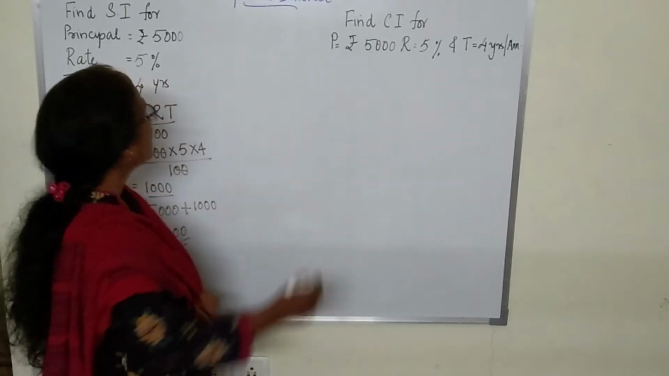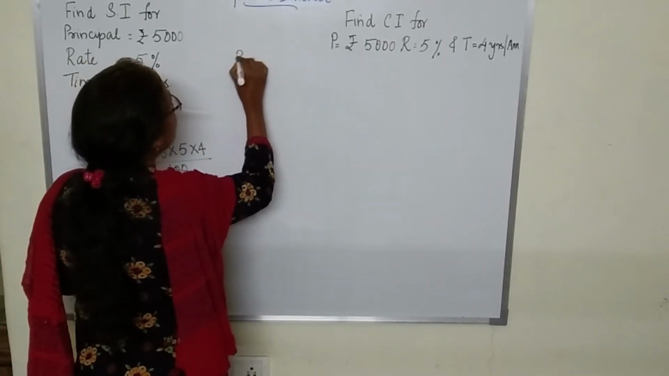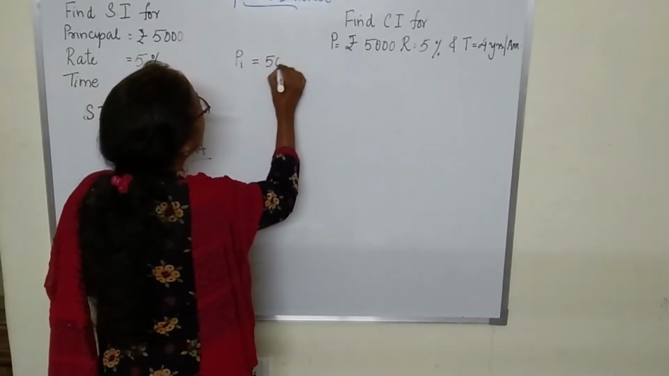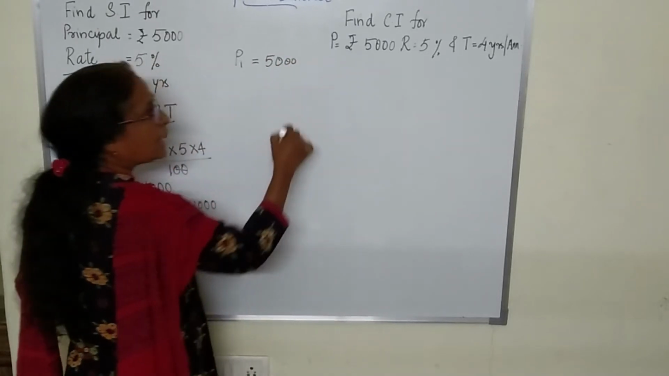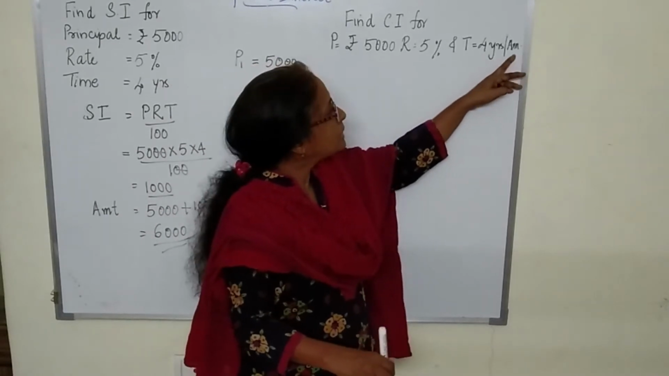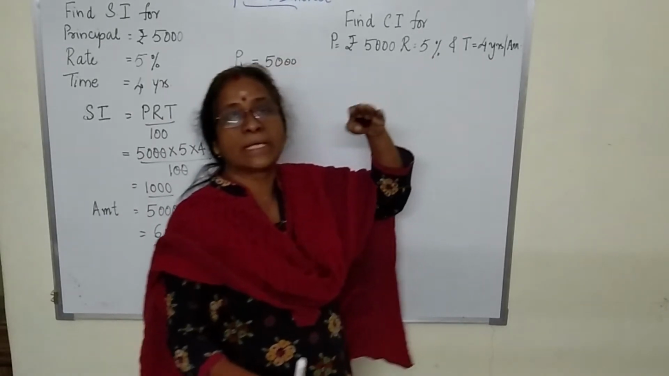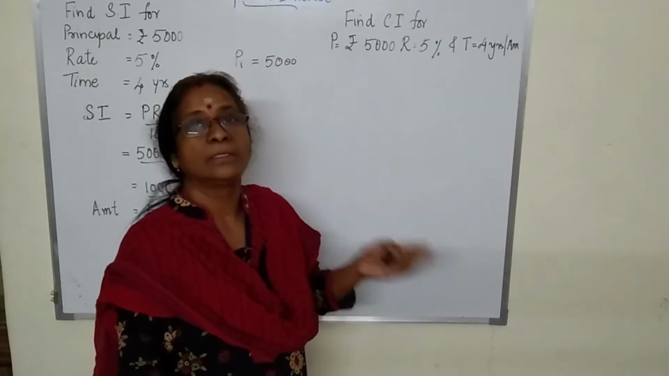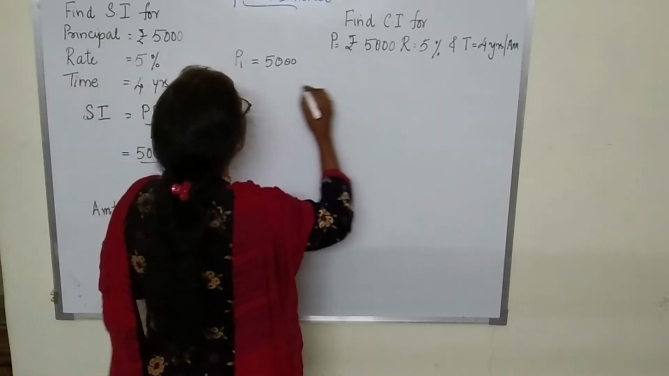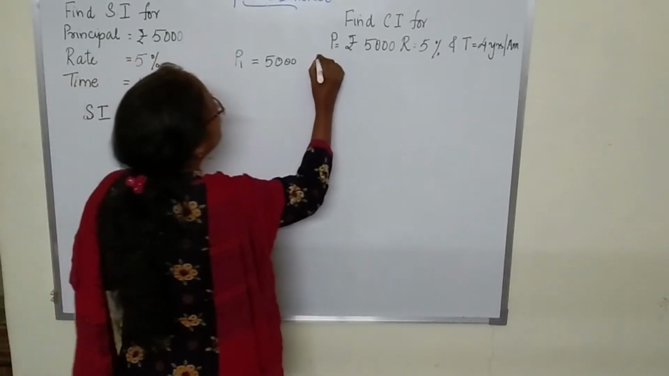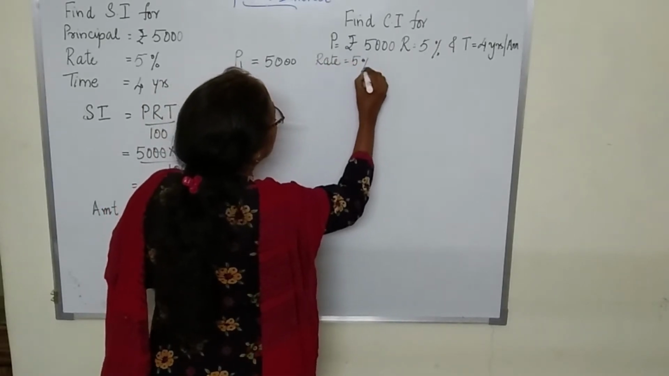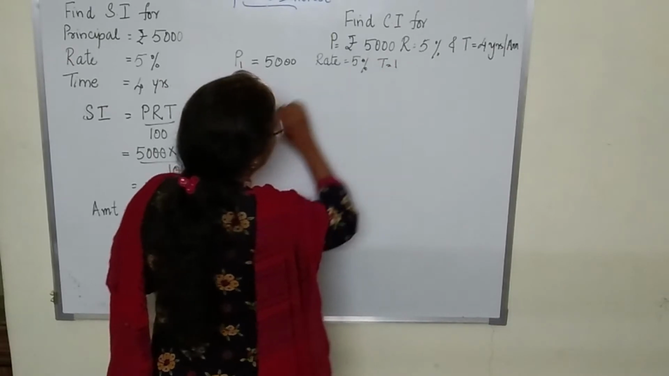Let us see. Principal will be the same. First year the principal is 5,000. Rate will be the same, but the time is considered annually. So it will be considered annually, means after every 1 year there will be a change of principal. So time will be 1 year. Rate will be 5% and time will be 1 year.